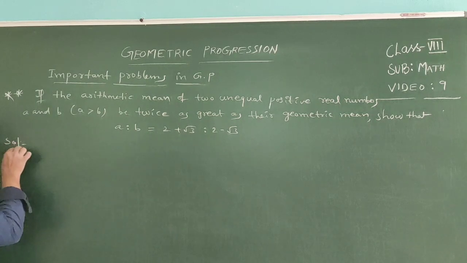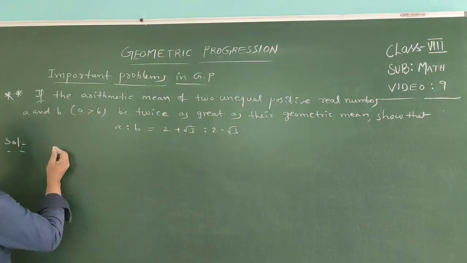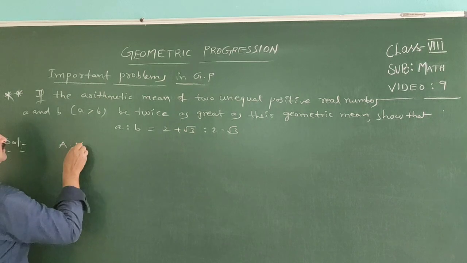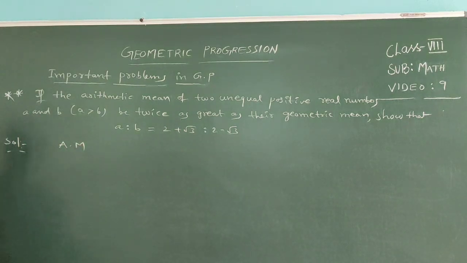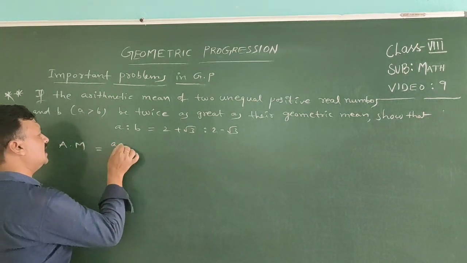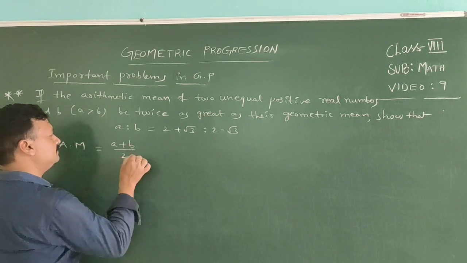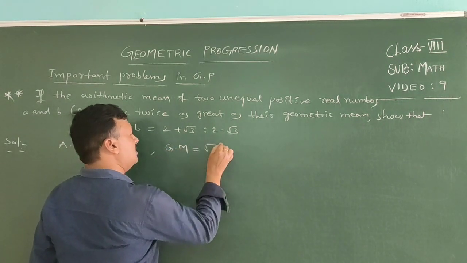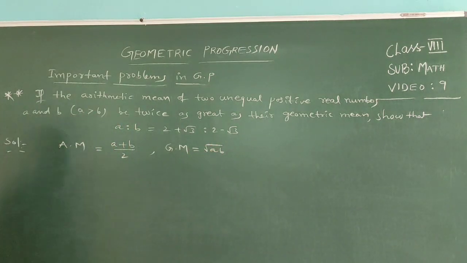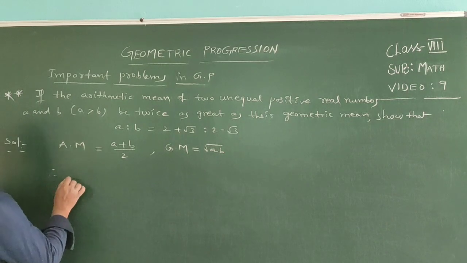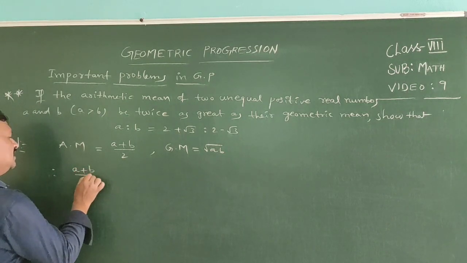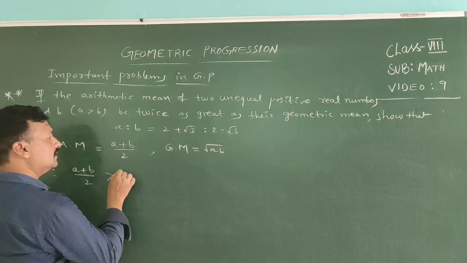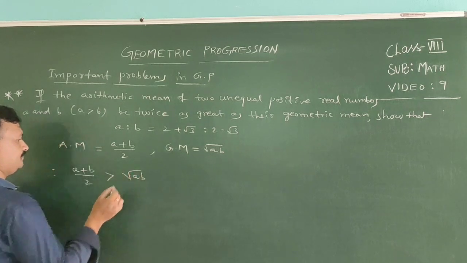Solution for this one. Here they only give two numbers, a and b. Arithmetic mean of a and b is a plus b by 2. Geometric mean of a and b is root ab. One common condition we know is that a plus b by 2 is greater than root ab.